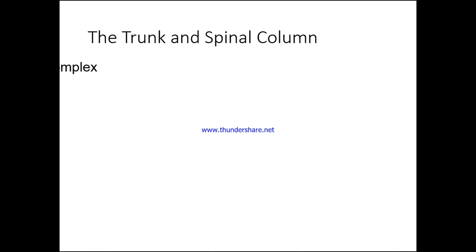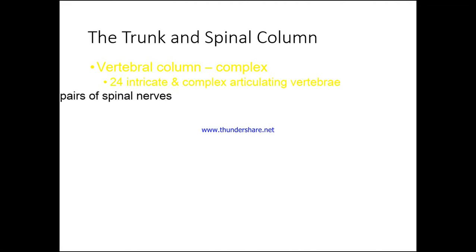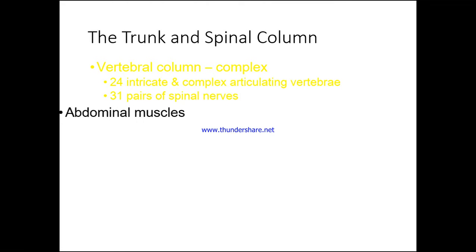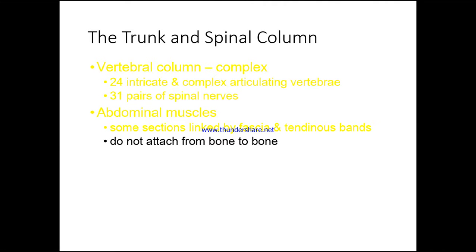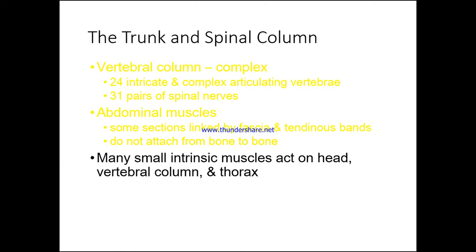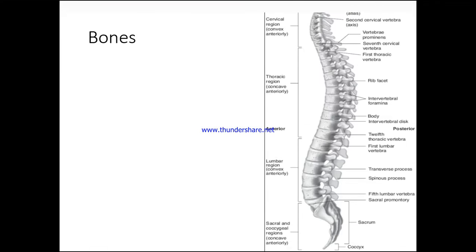Let's start by looking at the trunk and the spinal column, a little recap of what we've been talking about over the last few weeks. The vertebral column complex: 24 intricate and complex articulating vertebrae, 31 pairs of spinal nerves, abdominal muscles. Some sections are linked by fascia and tendinous bands, and do not attach from bone to bone. Many small intrinsic muscles act on the head, vertebral column and thorax, and a lot of what they do is assist in spinal stabilisation or respiration.